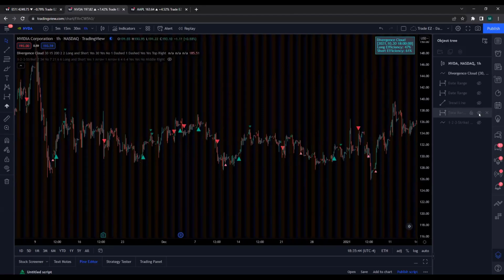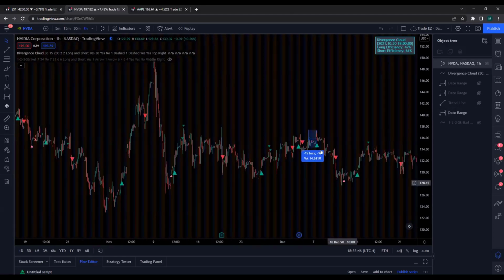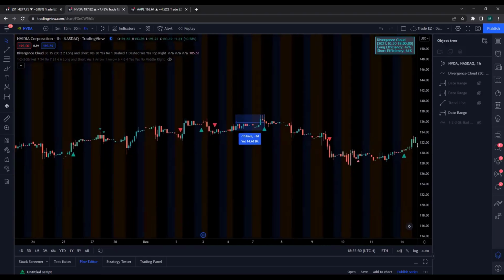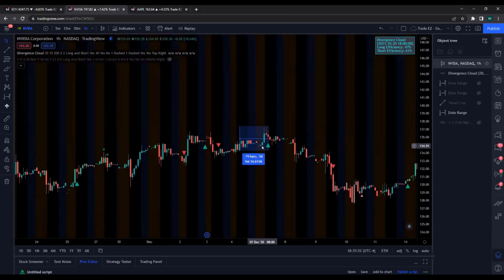So let's take a look at one of the signals it's generated. I'll look at this one right here. Here, Divergence Cloud signaled a long entry, detected a bullish divergence. The way Divergence Cloud works is essentially it looks at two factors. One is price trend, or the momentum of the price trend. And the other one is how volatility is changing.